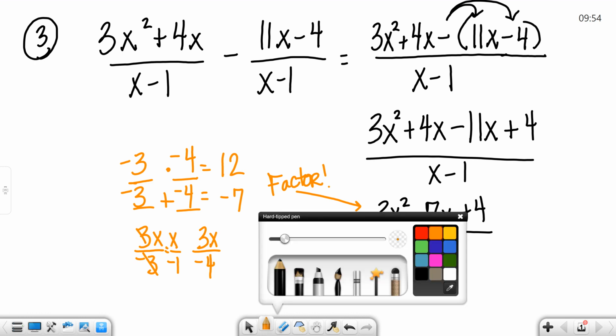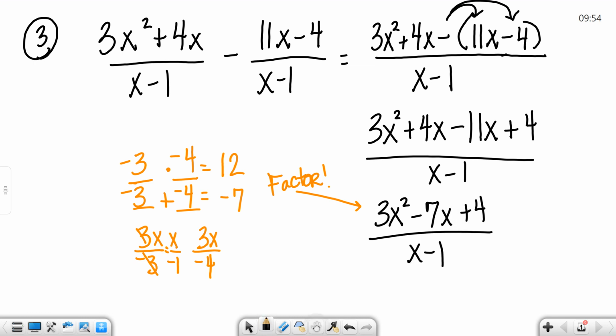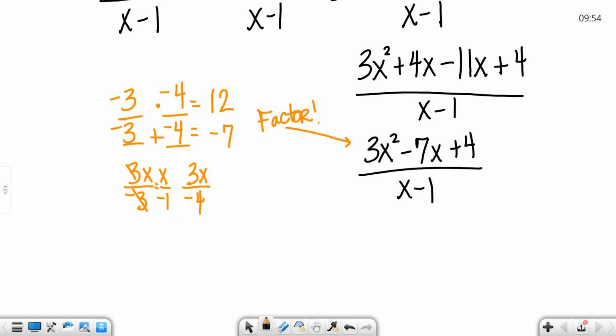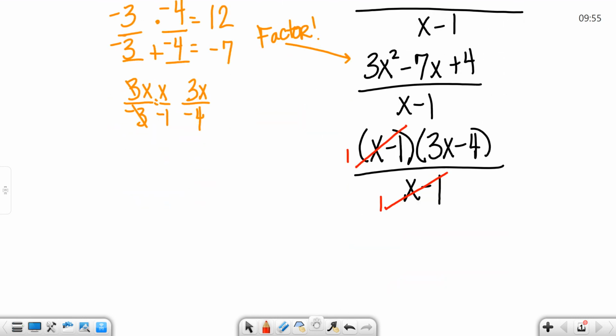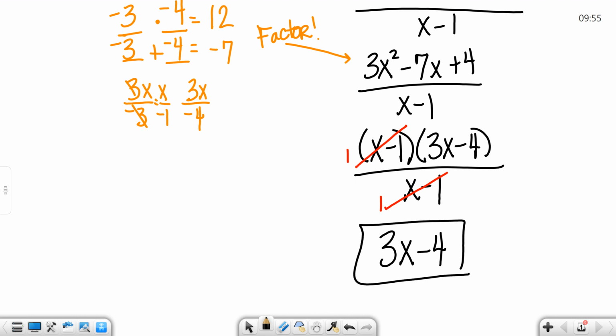All right, now if you did grouping, that's fine. Show your work off to the side. All right, so my numerator, my factors are x minus 1 times 3x minus 4. And my denominator, I still have that x minus 1. All right, so now we divide out common factors. There's an x minus 1 in the numerator and the denominator. That divides to give me 1. So I'm left with 3x minus 4 in the numerator divided by 1, which is 3x minus 4.